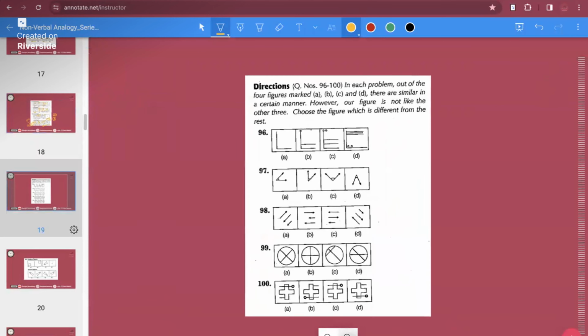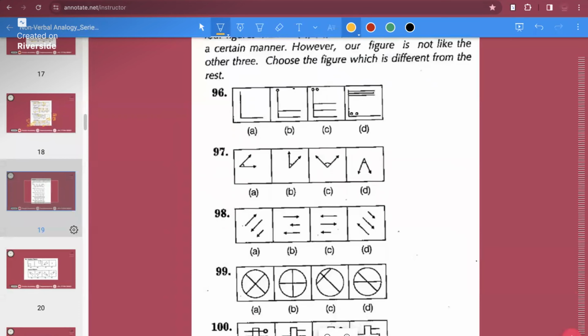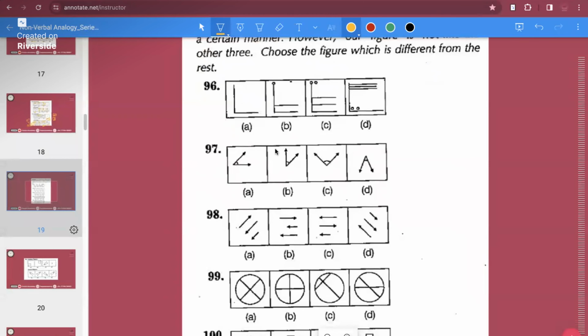Let's do it quick. Odd one out. 96. 2 straight lines, 1 dot. 3 straight lines, 1, 2 dots. 3 straight lines, 2 dots. 1 straight line, no dot. D, sir. B. D, sir.